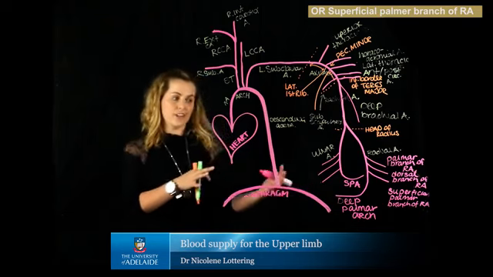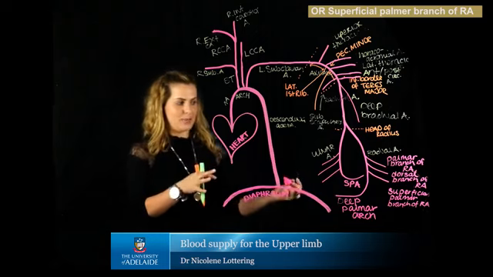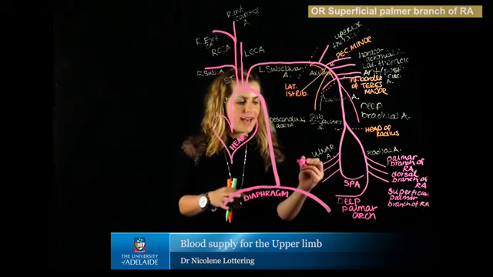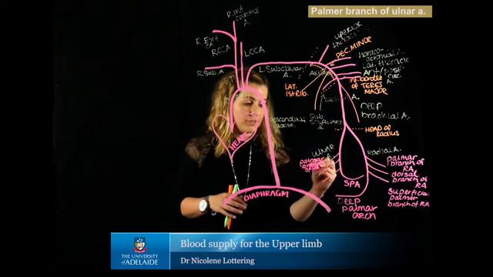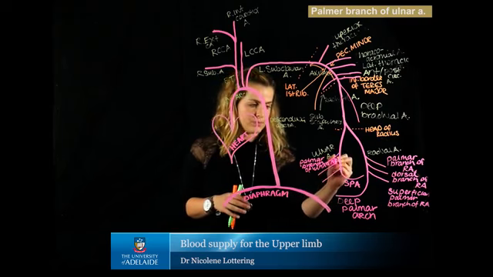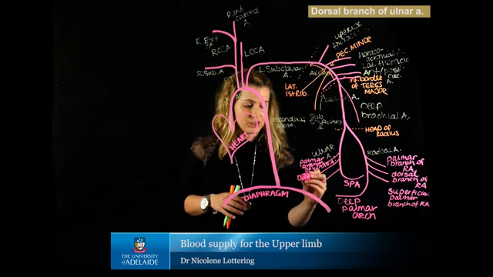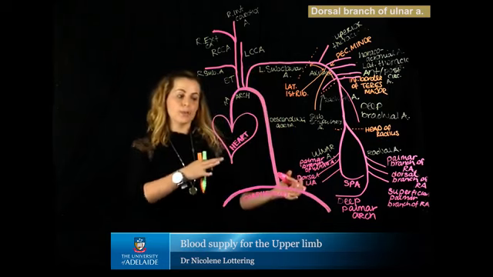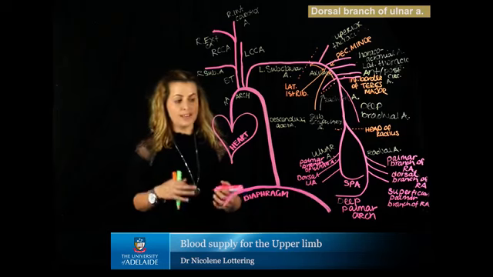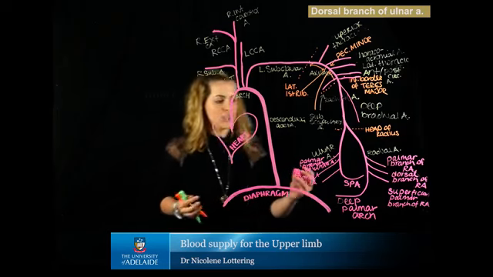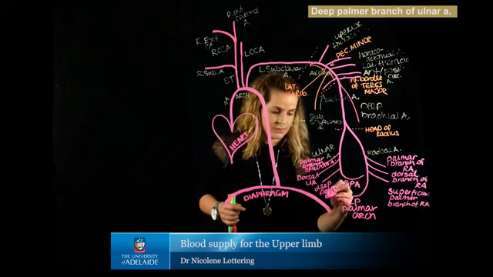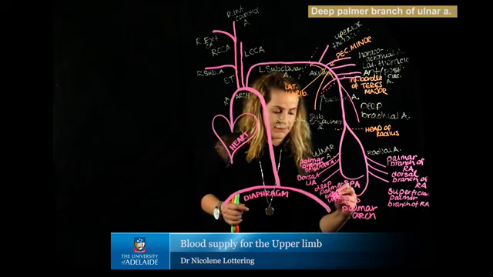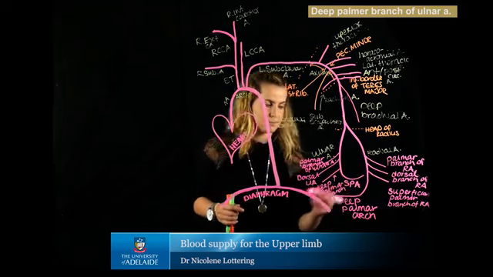On the other side, it's fairly simple. It's pretty much mirroring the same thing. So firstly, we have the palmar branch of the ulnar artery. We have the dorsal branch of the ulnar artery. And then the same, because it's contributing to form the deep palmar arch in the hand, we have the deep palmar branch of the ulnar artery. So that's this one up here.